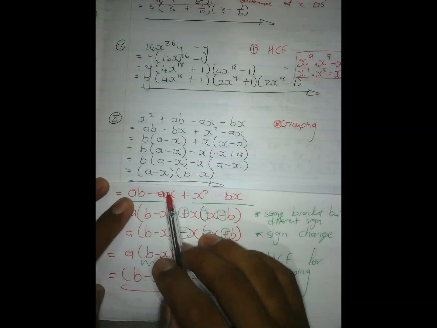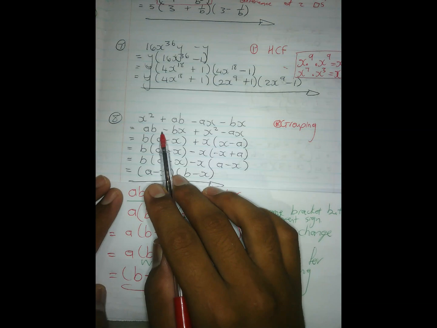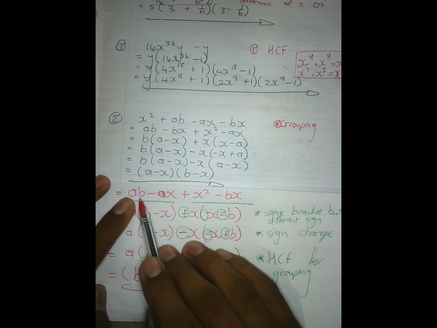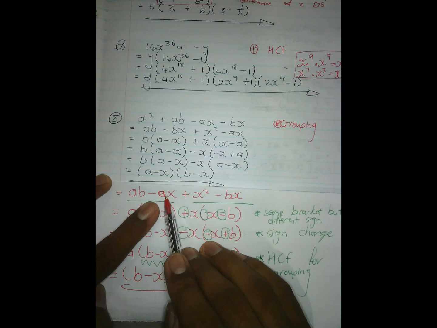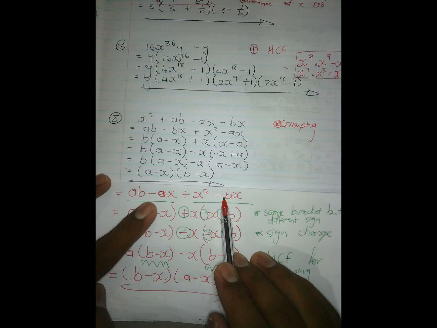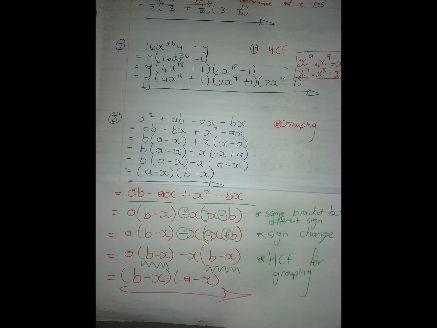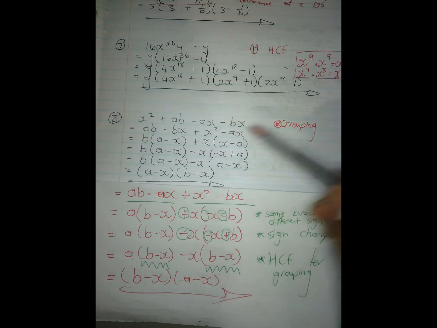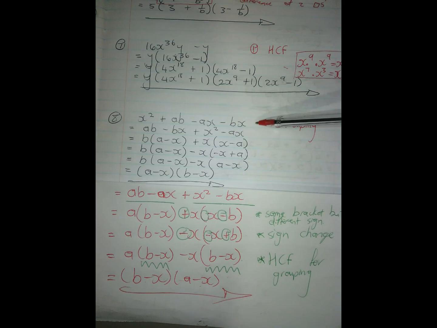And I grouped two different things. AB minus BX, AB minus AX. X squared minus AX, X squared minus BX. Two different groupings for the same equation. And I got the same answer. That must tell you that no matter what you do in grouping, you should get the exact same answer. You will just group correctly. That's the goal. Grouping correctly.